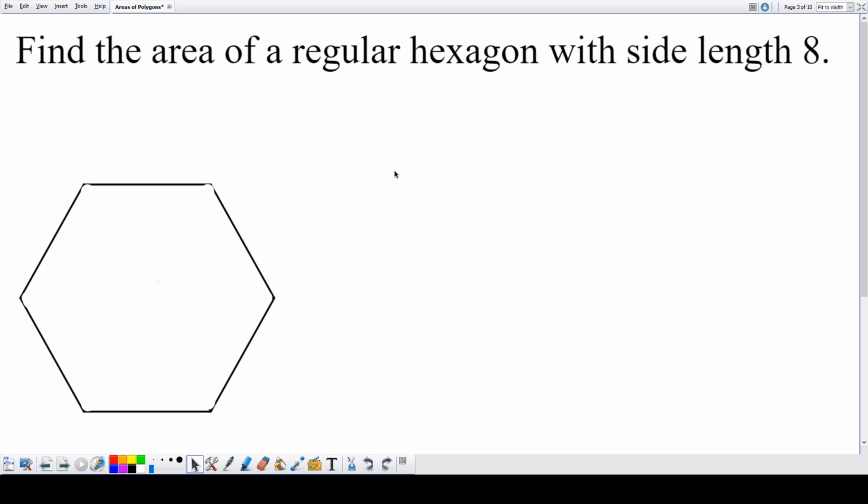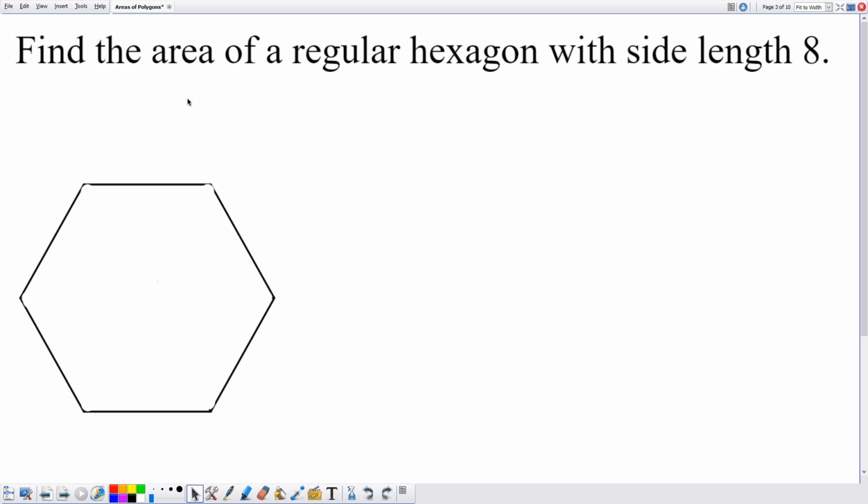Hello everyone. So moving forward with our lesson, we want to find the area of a regular hexagon with side lengths of 8. Since it's a regular hexagon, that means all the sides must be the same, so I can mark that appropriately. And that also means all the angles are the same, so each interior angle must be the same.